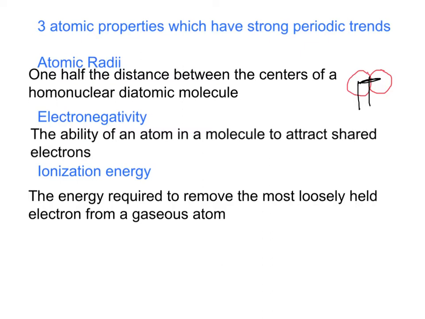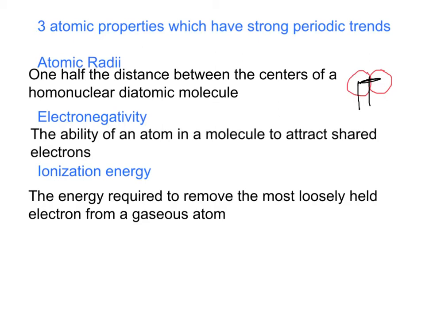So the second property is electronegativity, and electronegativity is a measurement of how strongly an atom wants to hold on to shared electrons when it's in a chemical bond. You can think of it as a hunger for electrons or a pull for electrons. So it's a number between 0, which is no electronegativity, and I think 4 is the highest. And it's kind of an arbitrary scale that scientists have set up. But the higher the number, the more electronegative, the more pull the atom has for electrons.